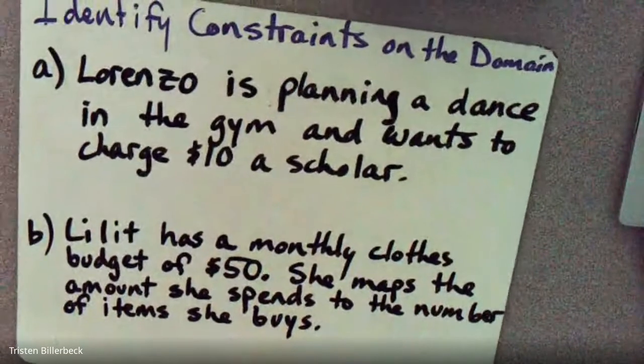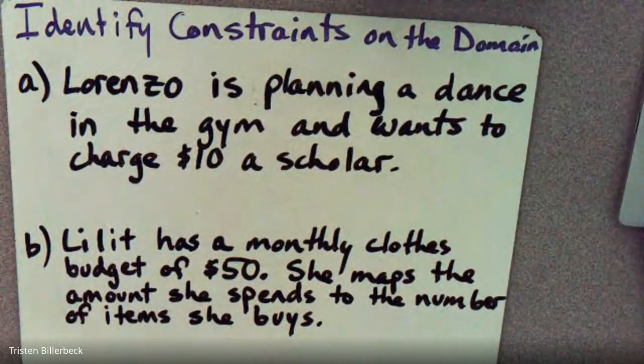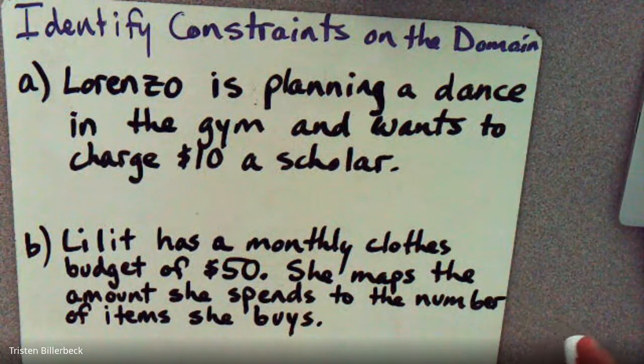All right, so now let's just think about this. Lorenzo's planning a dance in the gym and he wants to charge $10 a scholar. So we need to identify the constraints on the domain. Well, if we know the input, we have $10 per scholar. So the dance is for the scholars.